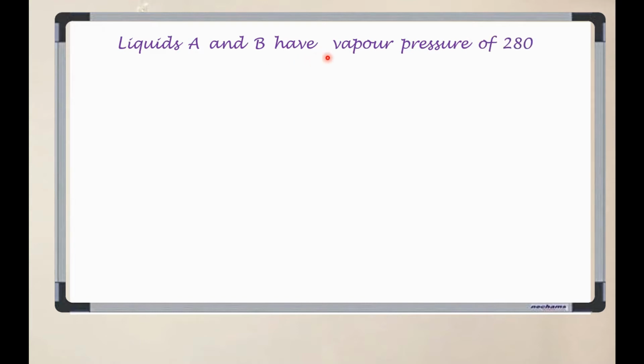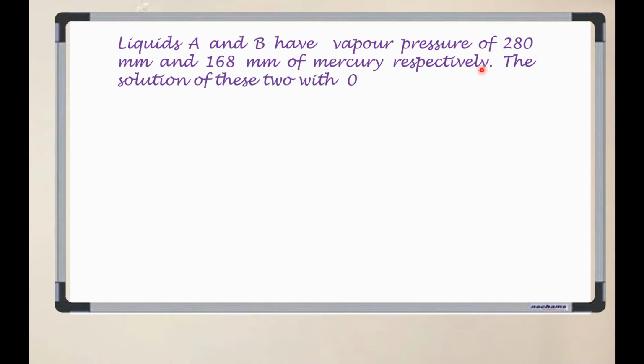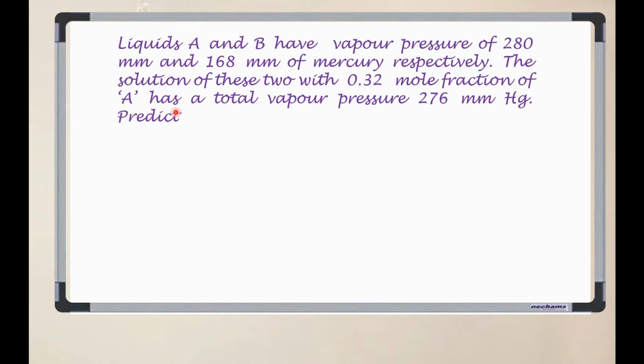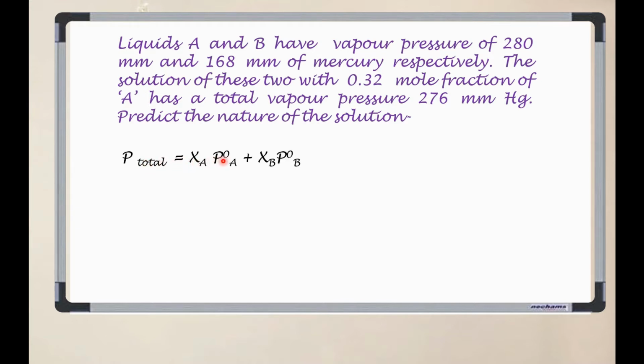Liquids A and B have vapor pressures of 280 mm and 168 mm of mercury respectively. The solution of these two with 0.32 mole fraction of A has a total vapor pressure of 276 mm of mercury. Predict the nature of the solution. The total pressure will be equal to XA P0A plus XB P0B. XA, the mole fraction, is given as 0.32. Then XB will be 1 minus 0.32.